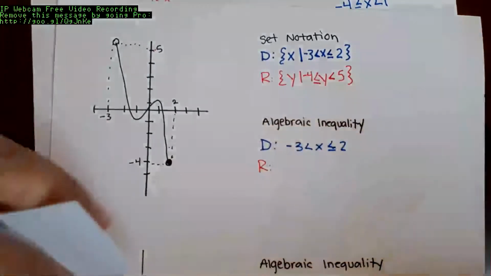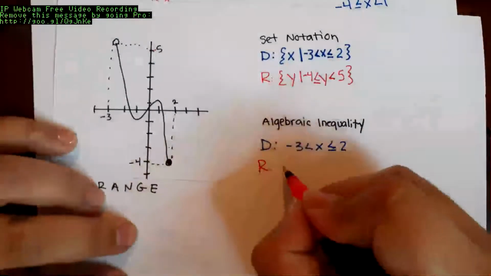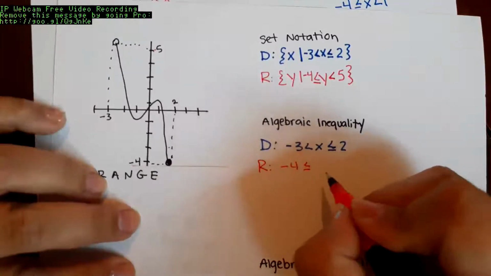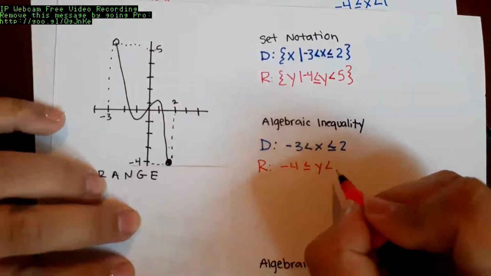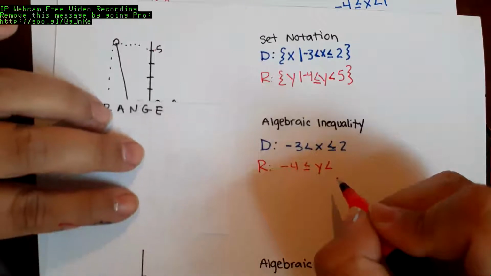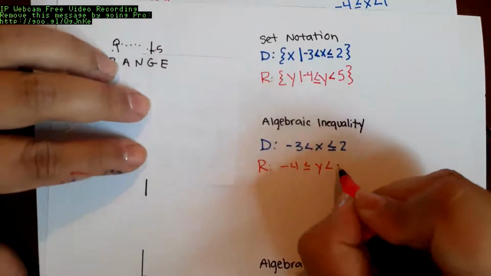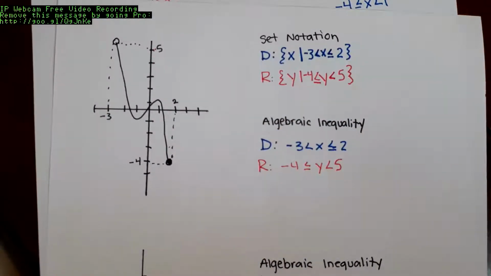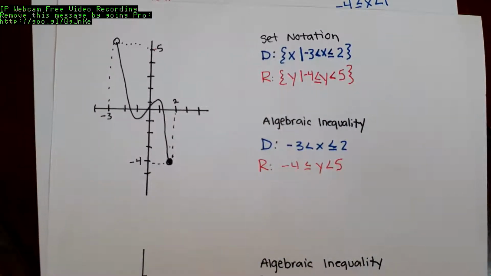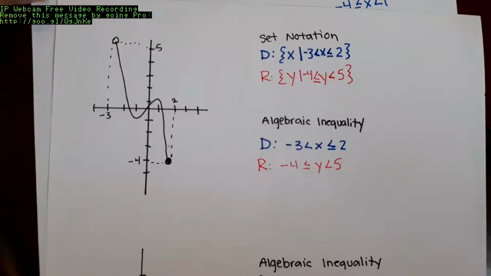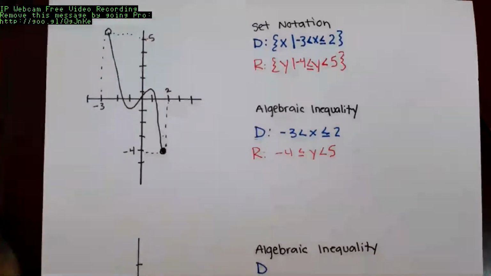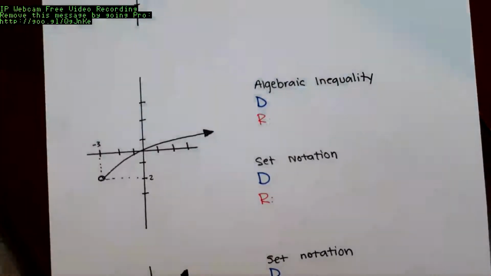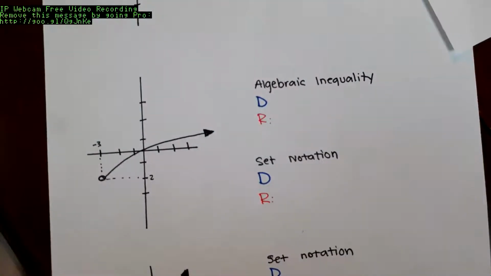And same with my range. It's going to be from -4 less than or equal to y less than, and if I follow my range all the way up, it's going to take me to 5. So that's how I write set notation and algebraic inequality. So I'm going to go ahead and show you the next one. Feel free to pause the video, try it by yourself, see what you get, and see if our answers match up.